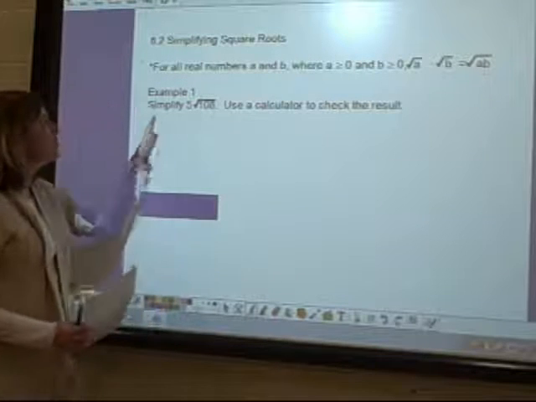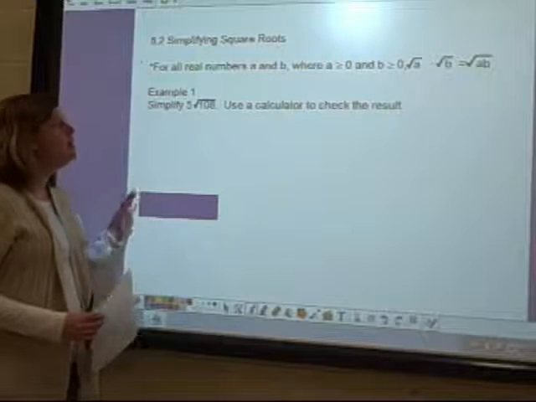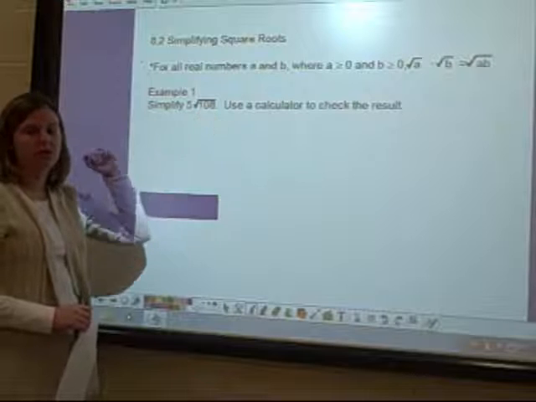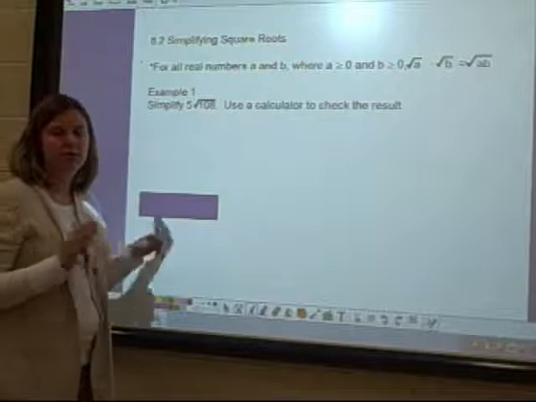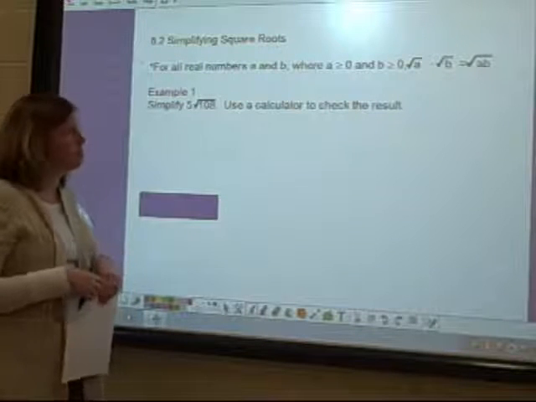Today we're going to be starting lesson 8.2, which is on simplifying square roots. Not only are you going to see numbers underneath the radical sign, you're also going to see variables and exponents underneath the square root sign, and we're going to talk about what to do when you see those.